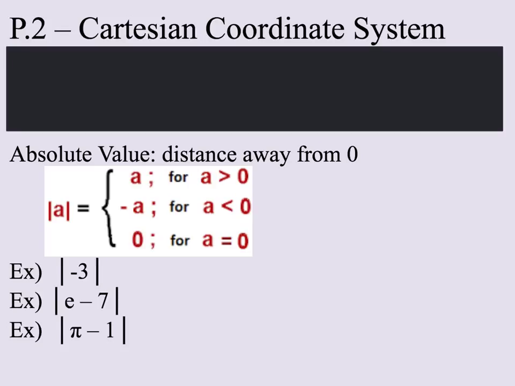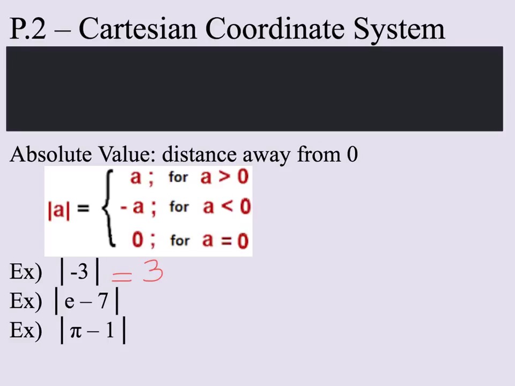So looking at just a couple of examples, we have the absolute value of negative 3. We know that the absolute value of negative 3 is equal to positive 3. So again, if we start with a negative number inside the absolute value, we get the opposite of it, which is positive. Now we're going to do the absolute value of e minus 7.